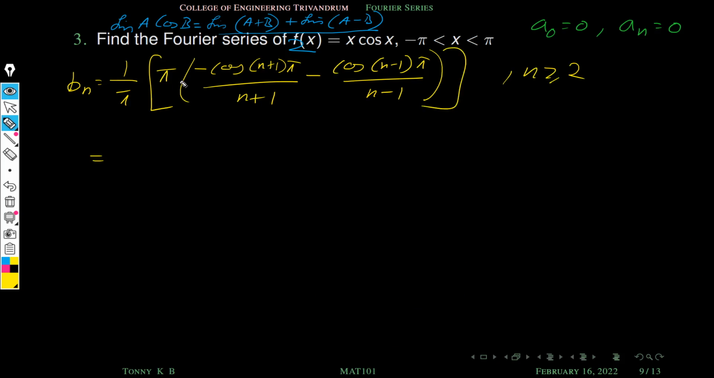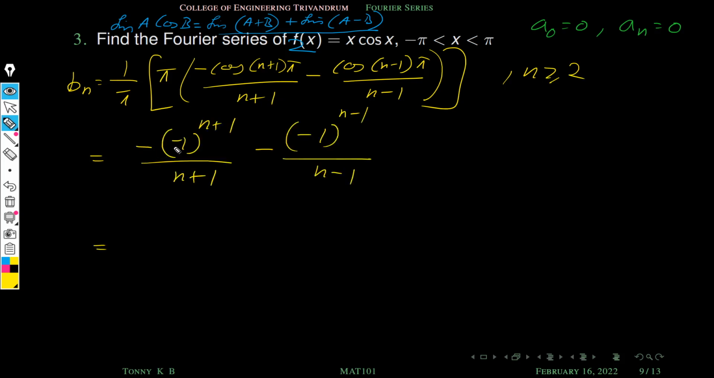Next we can cancel this pi, which is common. And what is cos((n plus 1) pi)? That is minus 1 raised to n plus 1. This is minus 1 raised to n minus 1. Also this bn is valid only for n greater than or equal to 2. For n equal to 1, we have to evaluate b1 separately. So this becomes minus 1 raised to n plus 1 by n plus 1, minus minus 1 raised to n minus 1 by n minus 1.